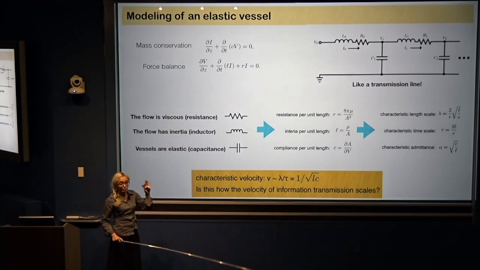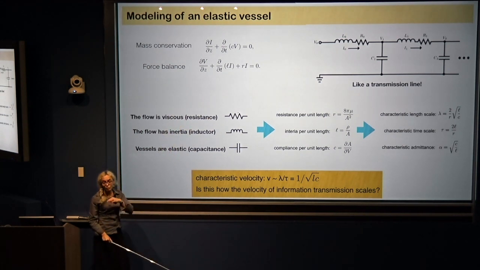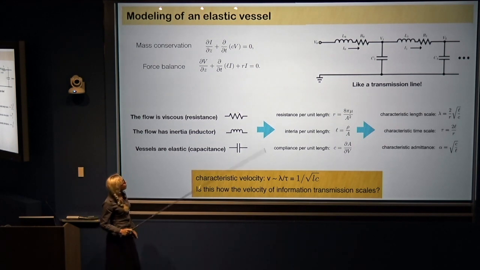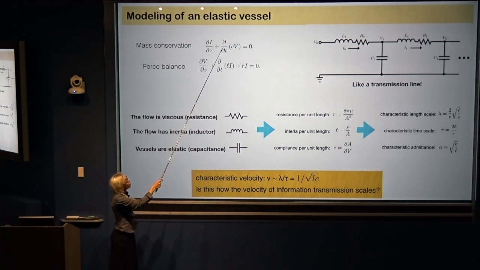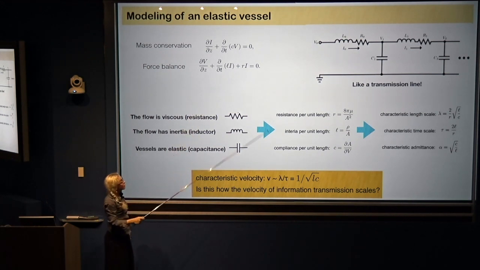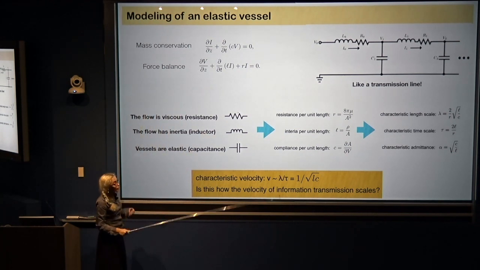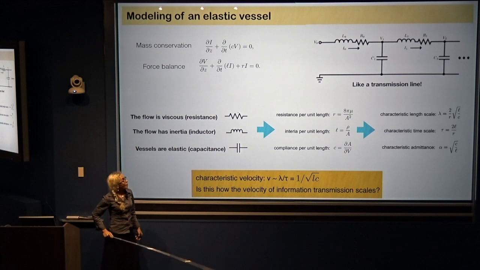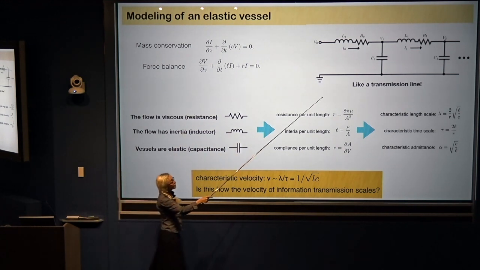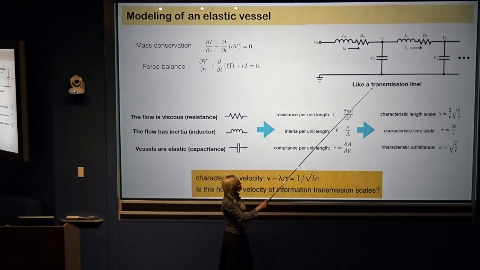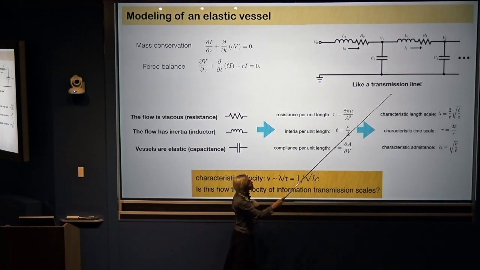So we can start from the full Navier-Stokes, which I don't show, and we have to linearize them, because this is what we do. We end up with an equation for mass conservation, which basically tells you that a flow can be stored in an expanded vessel if needed, and there is the force balance equation that also brings in inertia. And this equation can be translated into a circuit network, to make it a little bit more clear, that's very similar to a transmission line.